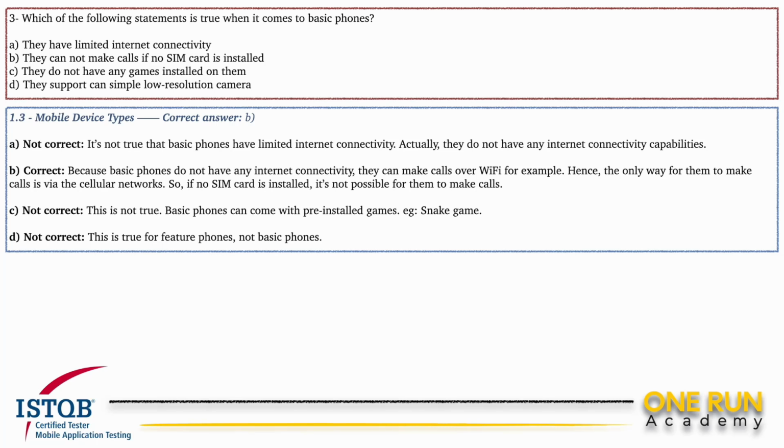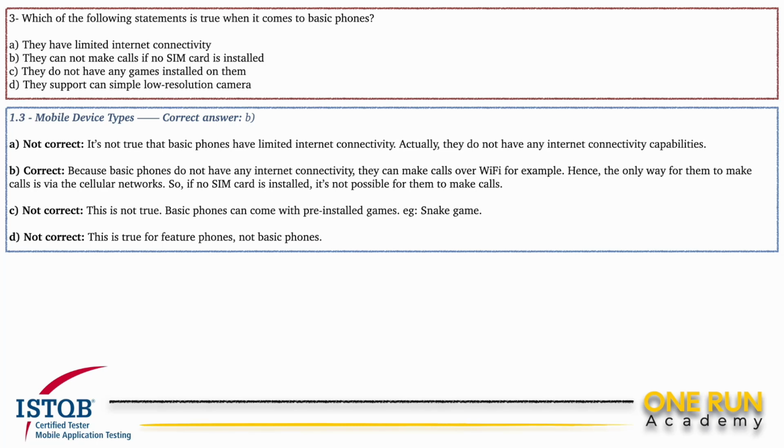For option C, it seems incorrect, as I remember playing the all-famous Snake game on my Nokia 3310 a long time ago. In case you do not remember, basic phones come with some apps and games pre-installed, but they do not support installing external ones. Lastly, option D is also instantly recognized as an incorrect option. Basic phones do not support cameras, and these low-resolution ones are sometimes found in feature phones. Cool. Now we can confirm that option B is very much the correct answer to this question.